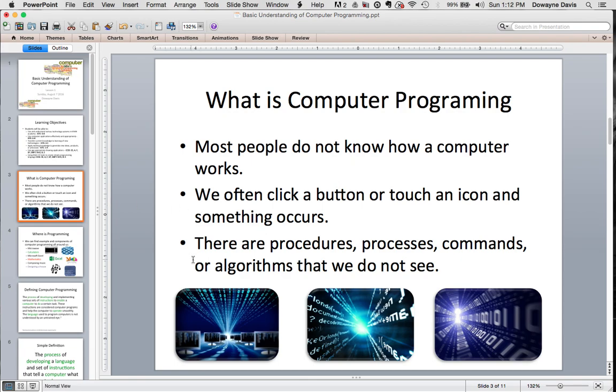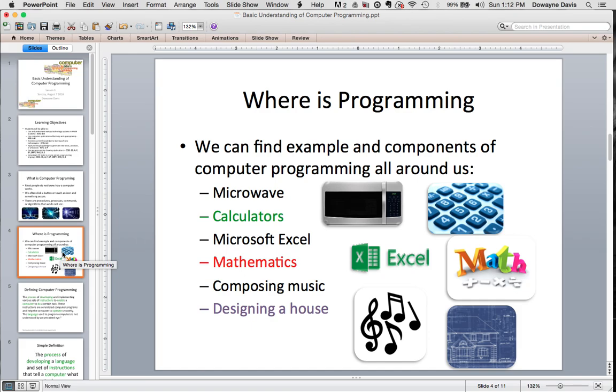So what is computer programming? Most people don't know how a computer actually works. What is behind it? We take a look at the screens, and we push buttons, and we click on icons and things of that nature, but we don't really understand what's happening behind the computer. There are procedures, processes, commands, and or algorithms that we don't see, with ones and zeros telling the computer what to do. So that is computer programming, and lots of people don't know about it. That is a really important topic.